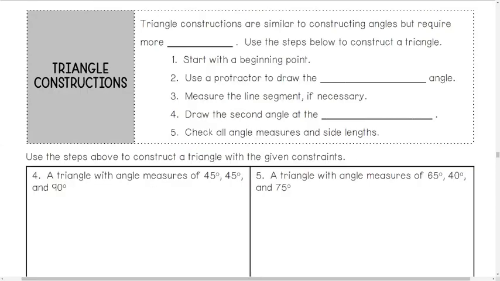All right. So now constructing triangles, first off, here are the steps we're going to be doing. The very first one is starting with the beginning point. So we just put a point on the paper, and then we use the protractor and draw the primary angle. To do that, we would have a bottom line, and then we would draw the angle that we're looking for. I'll demonstrate this a little bit later. But then we would measure the line segment if necessary, and then we would draw the second angle at the end point, and we would check all of the angle measures to make sure that they're all exactly correct, either the correct length or the correct angle.